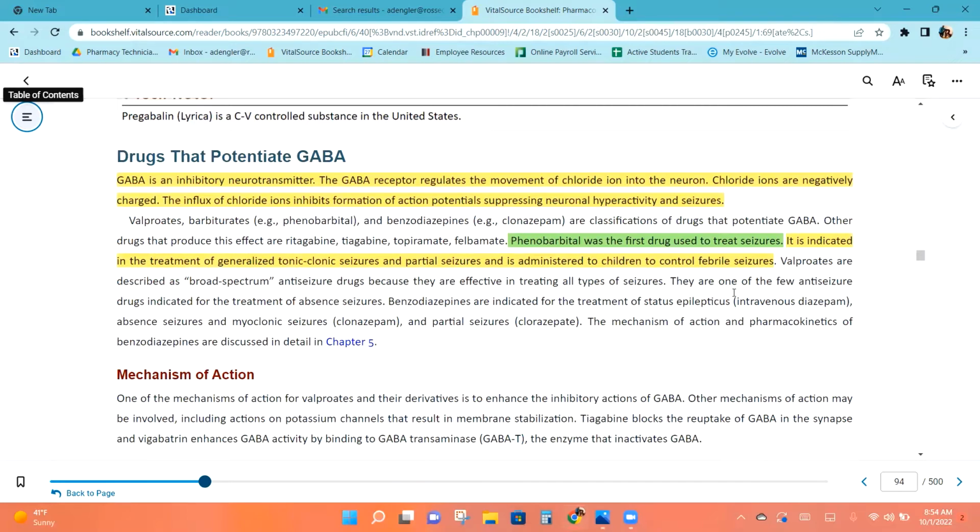Phenobarbital was the first drug used to treat seizures. It is indicated in the treatment of generalized tonic-clonic seizures and partial seizures, and it is administered in children to control febrile seizures.